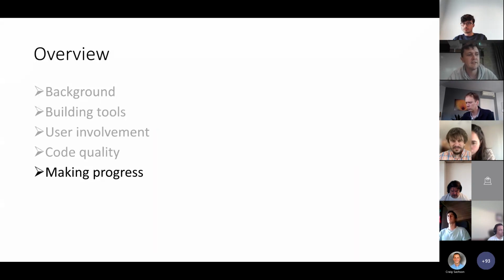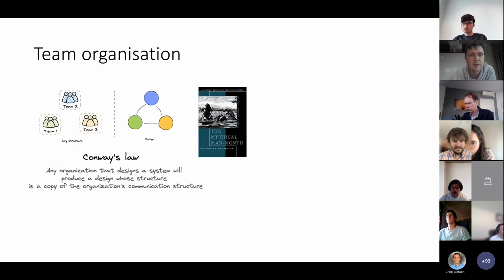And then just lastly, just to talk about making progress, how we're going about that. So I think one thing I found hard to believe, but it's hard to avoid bumping into it more and more, is Conway's law, which is that any organization that designs a system will produce a design whose structure is a copy of that organization's communication structure, which I found personally to be very, very true of the way software often mirrors the organization that's been producing it.